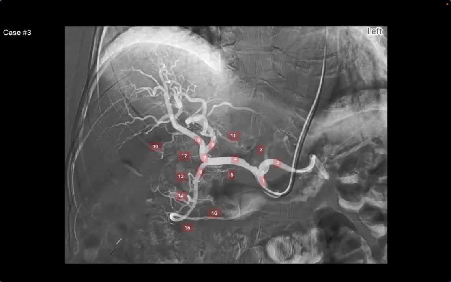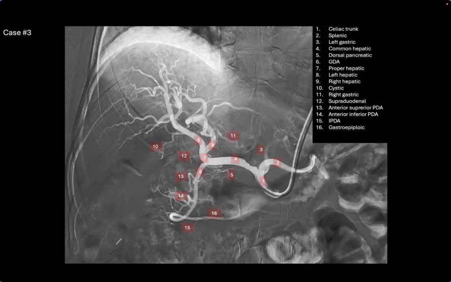All right, name the anatomy. Pretty much name as many of these numbered vessels as you can. All right, so this is a celiac angiogram with pretty conventional anatomy. Main branches are going to be your celiac trunk here. You have your splenic, your left gastric.